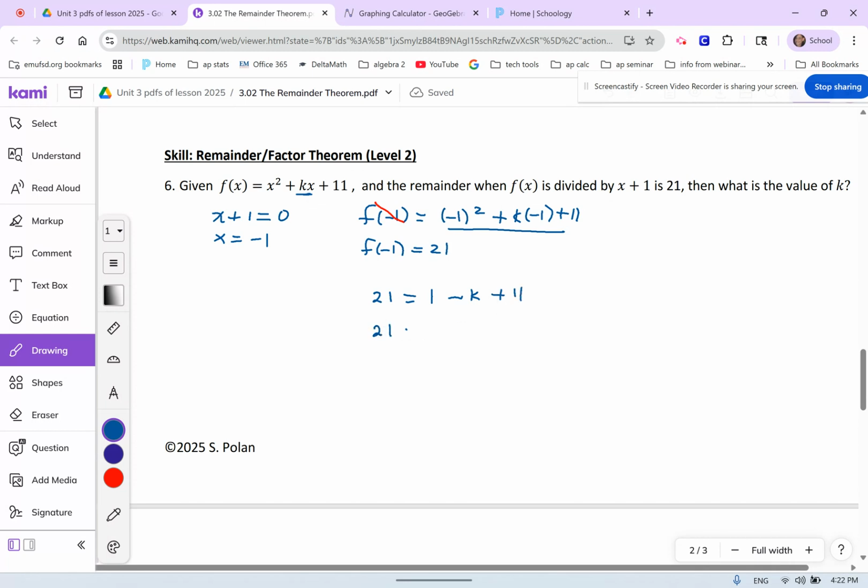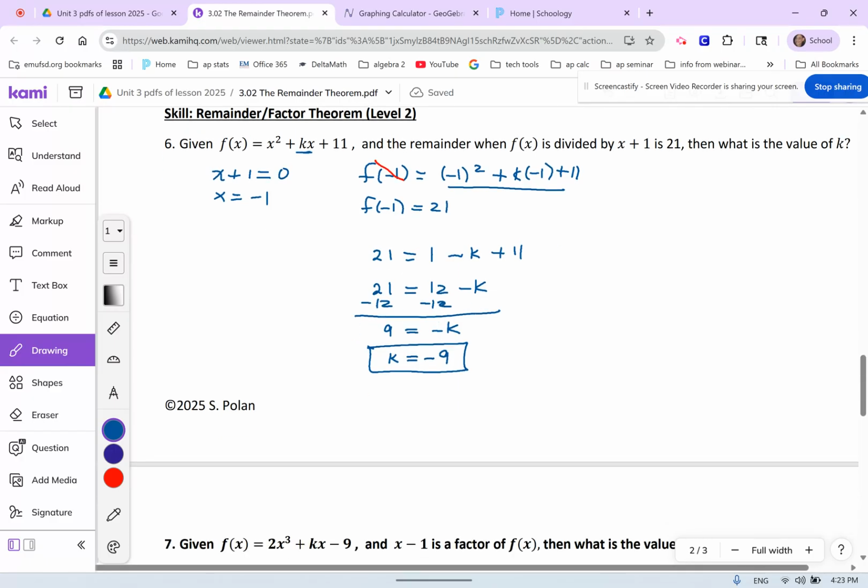I'm going to combine like terms on the same side of the equal sign, so that's 12 minus k, and now I can solve for k by subtracting 12 from both sides of the equation. I get 9 is equal to -k, divide both sides by -1, and k is equal to -9. So this is an application of the remainder theorem.